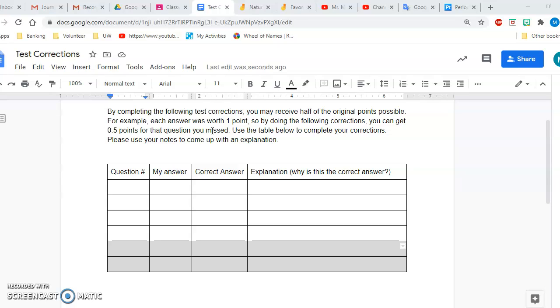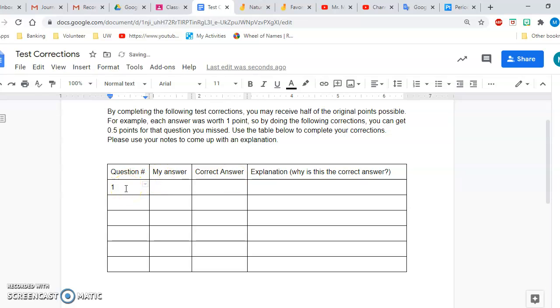This way, you can not get back to 100%, but you can get more points, and then you're also learning why you got each question wrong. So, for example, I want you guys to have the question number, your own answer, a correct answer, what it should have been, and the explanation. The explanation is the most important part.